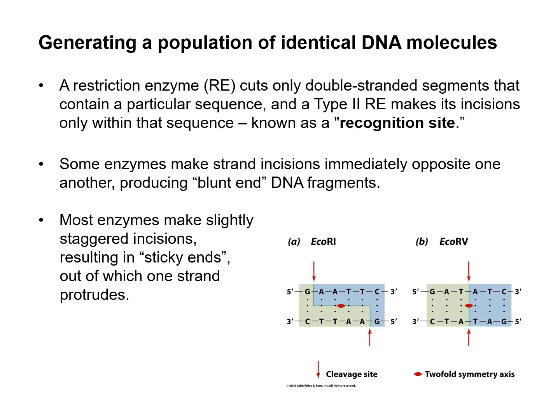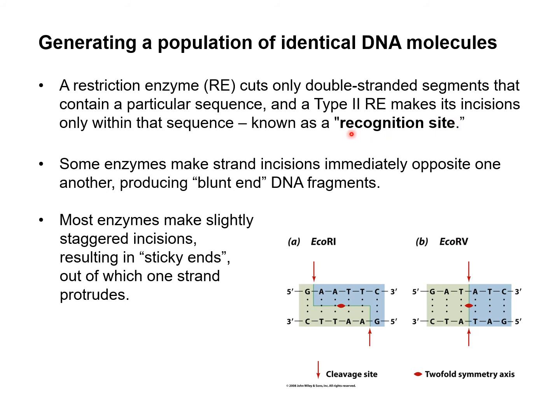Molecular cloning is a process to generate a population of identical DNA molecules, and restriction enzymes are a critical player in this cloning process. A restriction enzyme cuts only double-stranded segments that contain a particular sequence, and a type 2 restriction enzyme, which is an endonuclease, makes its incisions only within the sequence known as the recognition site.